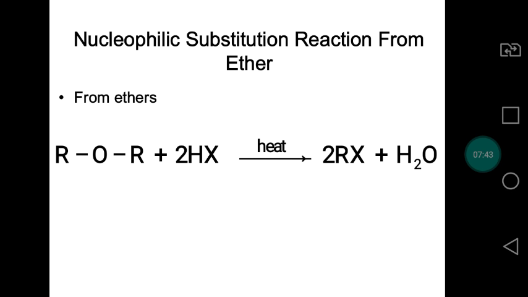Next, we can also get halides from ether. If we add ether to hot HI, then we will get 2 moles of alkyl iodide and water. This reaction will also come in the ether chapter.